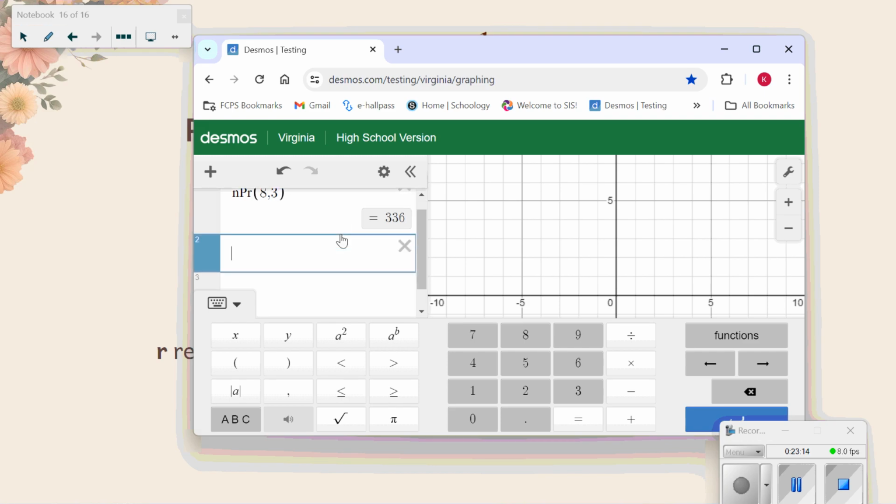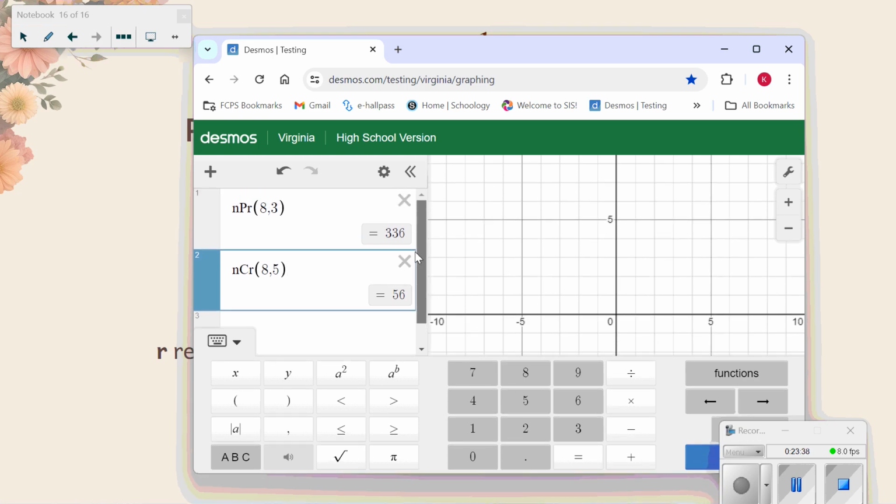But what I like to do that I think is a little easier is to just straight up type it. So you could do lowercase n, uppercase C, lowercase r, and then you do 8, 5 as well. So another option to get your values there. All right, any calculator how-to questions?